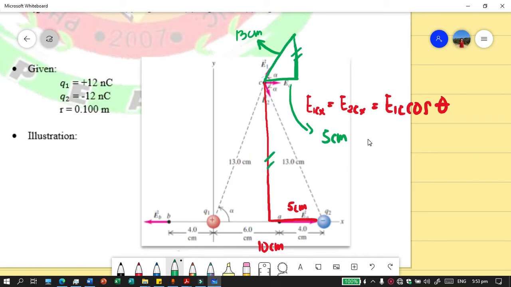Okay? Now, kung hanapin natin yung value ng dito, yung E1CX or E2CX, ito na yung gagamitin natin. Okay? So, basically, if we try to write that one, ang mangyayari dyan ngayon is, ano kaya? Sige, try natin.